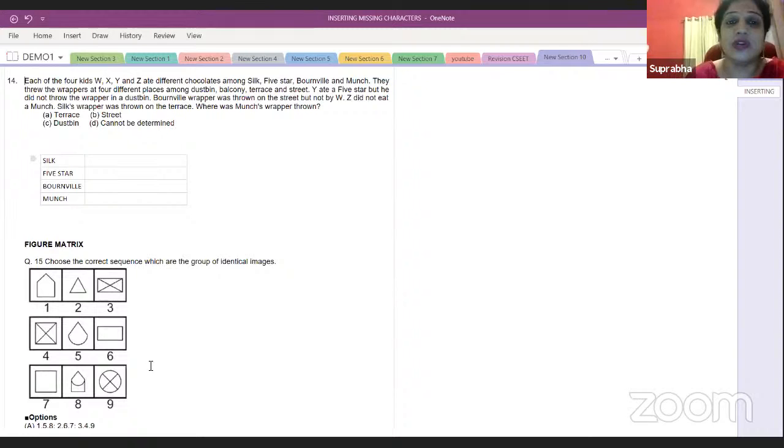Okay. Now, before I go to the conditions, what I do is go for the question. What have they asked? Where was Munch's wrapper thrown? Correct. So, are they asking who ate what? No. Correct. So we are not bothered about who ate what. We are just bothered about which chocolate wrapper is thrown where. So who ate what, I'll skip it. Instead, directly I'll see if there is any information which tells where what is thrown. So now I'll go to the question again.